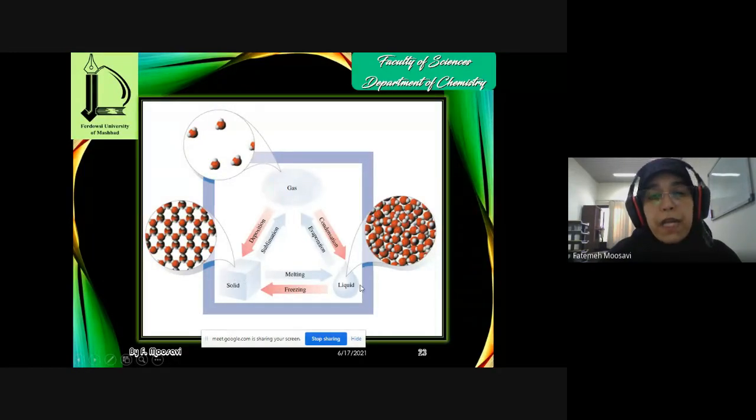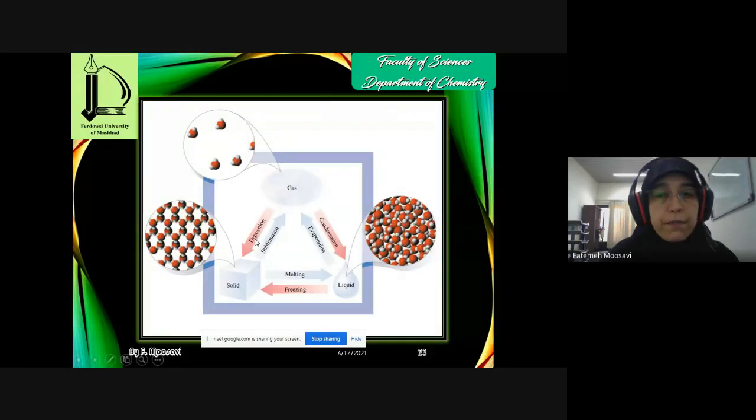The conversion of a solid to a liquid is called melting. The reverse process is called freezing. Transforming a liquid to a gas is called evaporation, and the reverse process is called condensation. In addition, the direct conversion of a solid to a gas without passing through a liquid state is called sublimation. The reverse of that process is called deposition.